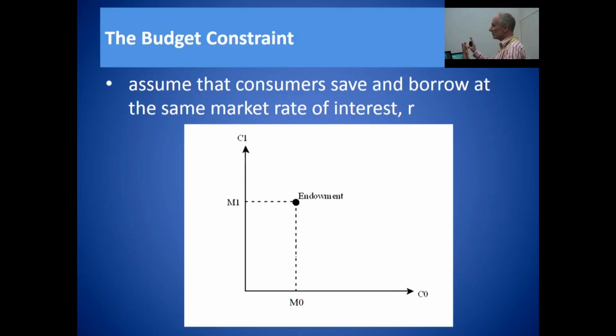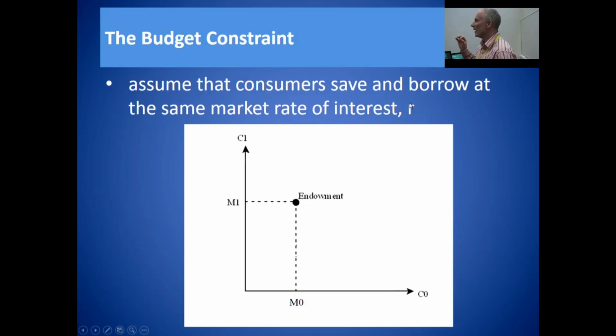Now, for simplicity in what follows, we'll say that the market rate of interest, which we'll denote by the letter R, is exactly the same for saving and borrowing. Now, in practice, it isn't, and it's easy enough, if you wanted to, to change it. But all it does is make the diagram a little bit more messy, and it adds nothing to understanding. So we'll just say that the rate of interest at which individuals can both save and borrow is exactly the same. And we'll denote that by the letter R.